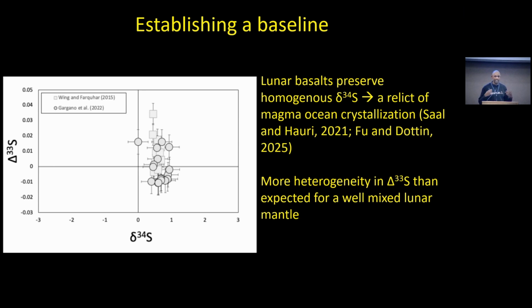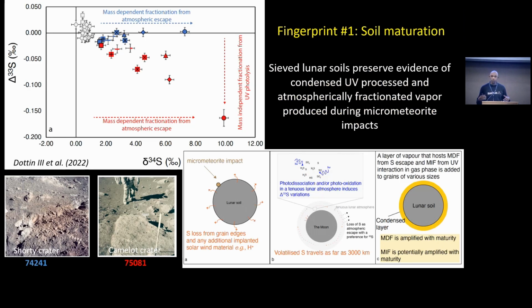And so with that, we decided, well, if this is more heterogeneous, perhaps there are multiple lunar sources that are contributing to the sulfur erupted among the basalts. And so we then decided to investigate the nature of sulfur in soils.